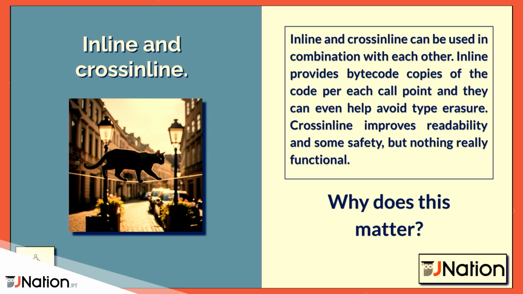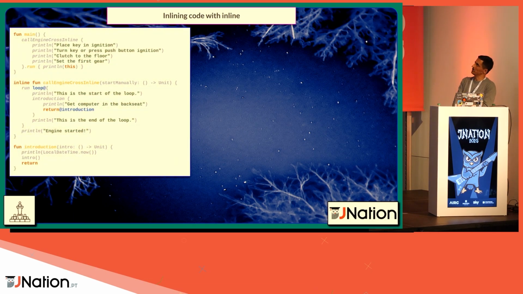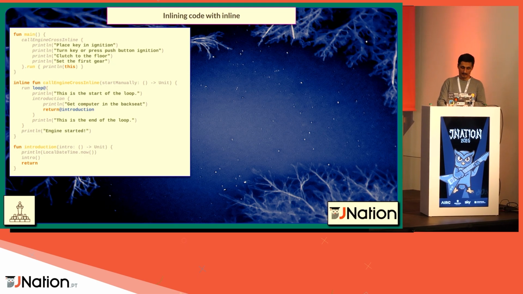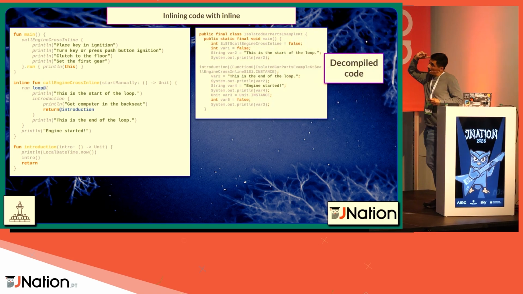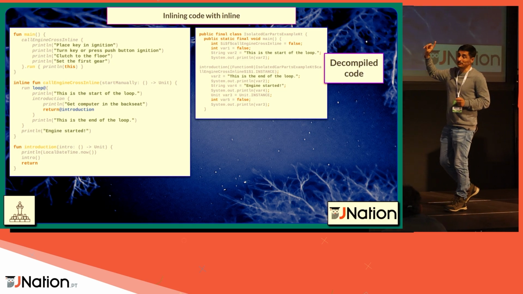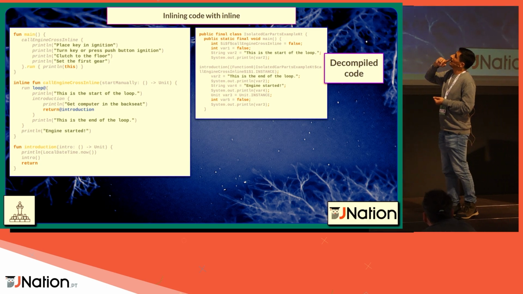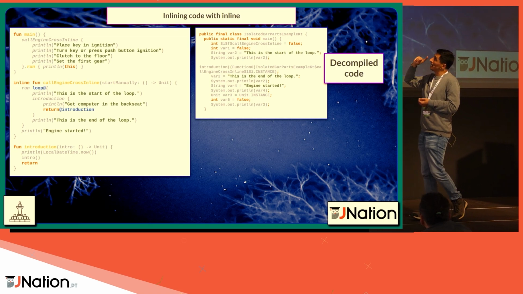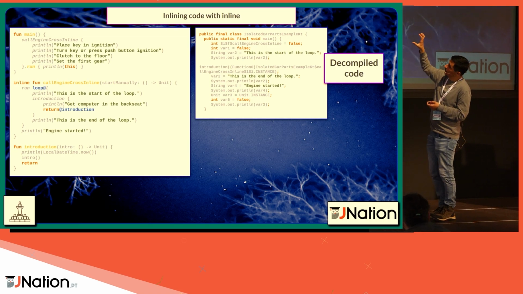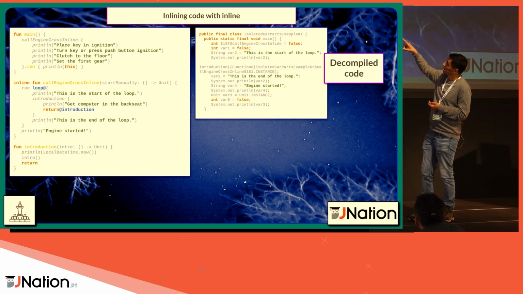So why does this matter? Why is this important? The thing is, I don't want to talk about inlining per se, but about the combination of inline and crossinline. Here I have one example. That code over there looks a bit complicated, but I will explain it. At the top we've got callEngine, which is an inline function, and it is a higher-order function because it calls another function called startManually.